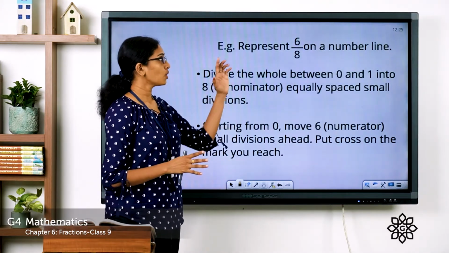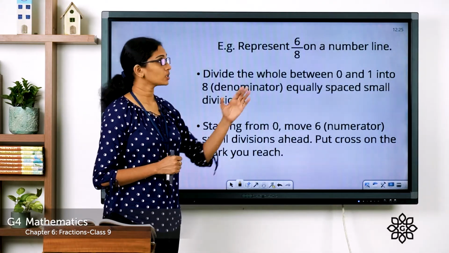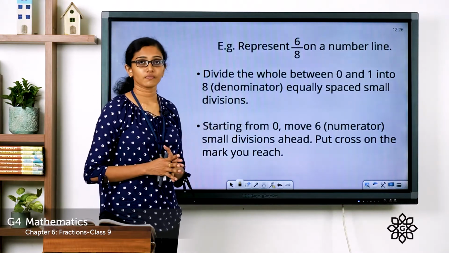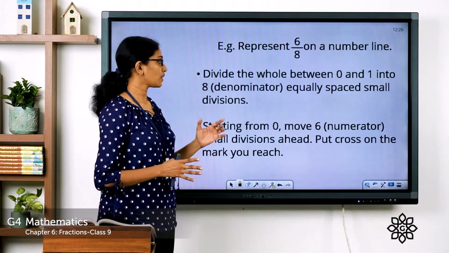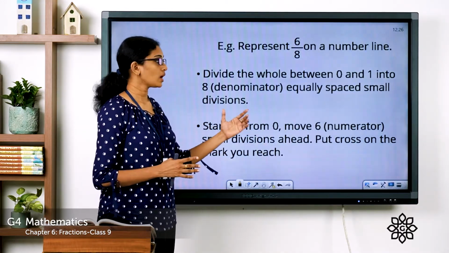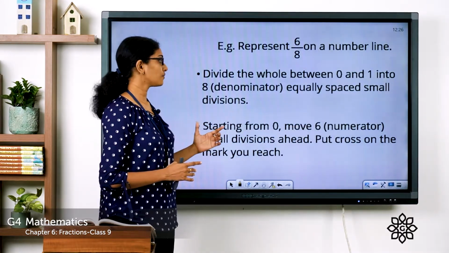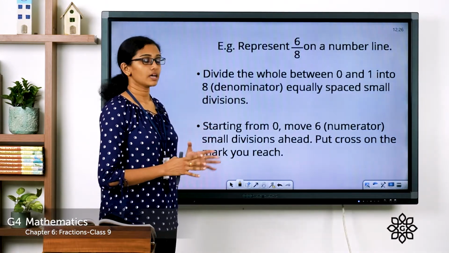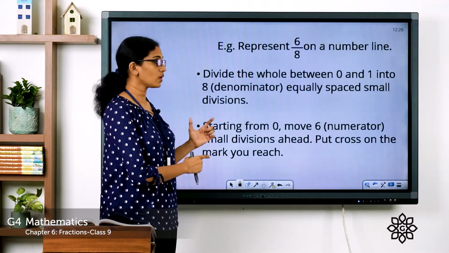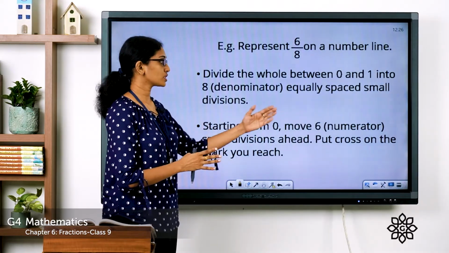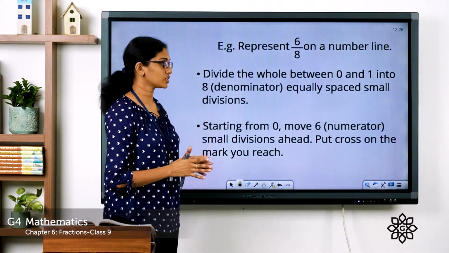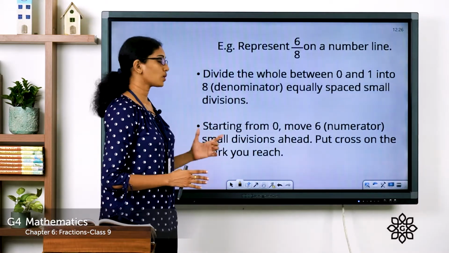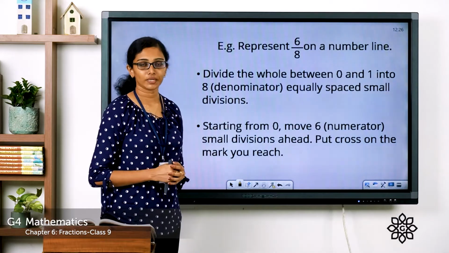And then after dividing the whole between 0 and 1 into 8 equal divisions, next we are going to consider the numerator. Here the numerator is 6. So among these 8 divisions that we have marked, you have to start counting from 0, move towards the right, and move 6 small divisions ahead. That is, start from 0 and then move 6 divisions, which is equal to the numerator in the given fraction. Move 6 small divisions ahead and then put a cross on the mark you reach. Let's see how we can do that.